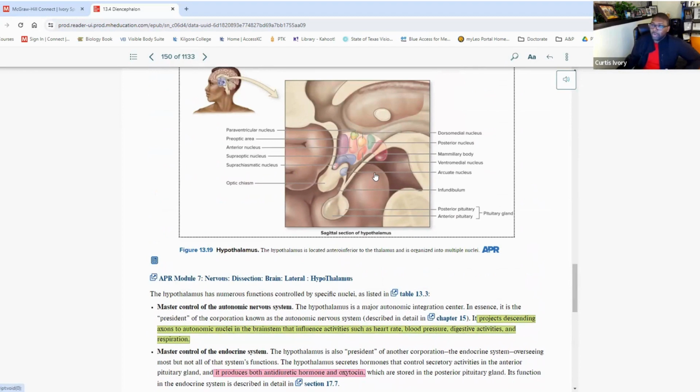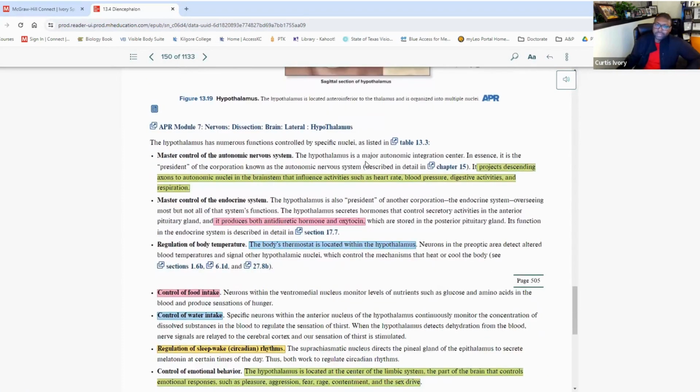So depending on what part of your brain is damaged or there's trauma affecting it, it can affect different portions of your body. So this is one reason why we have to study the different parts of the brain, because different parts of the brain control different parts of the body.